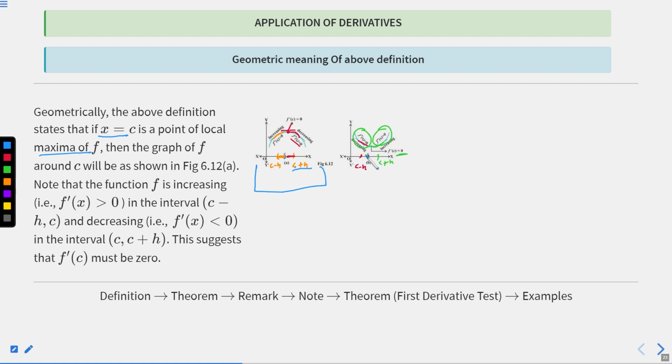I hope that now you can easily find local maxima and local minima using the first derivative. You just have to verify at the point c, you have to check at the right hand side and the left hand side. Okay, clear? Now let us move next.